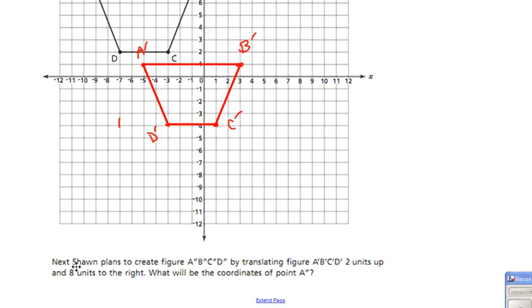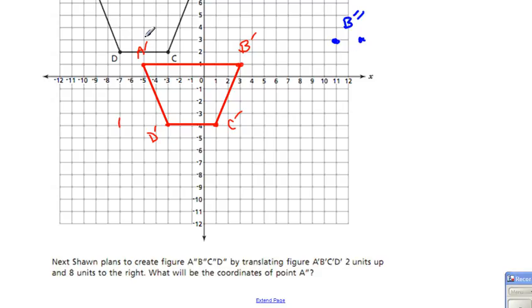Now, plans to create A double prime, B double prime by translating this one 2 units up and then 8 units to the right. So 2 units up. So therefore, each one will be 2 units up and 8 units to the right. So D will be in fact, actually, oops, from 3 you're going to go 4 all the way up to 11. This will be B double prime.